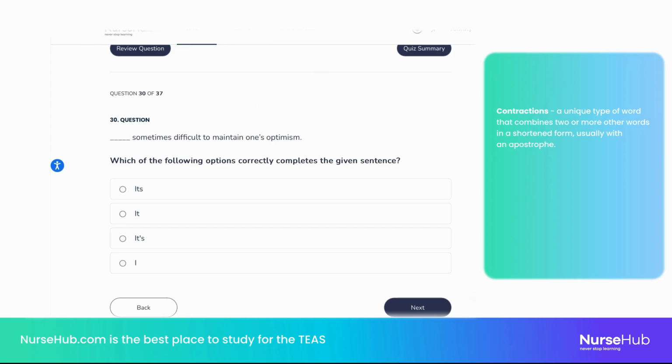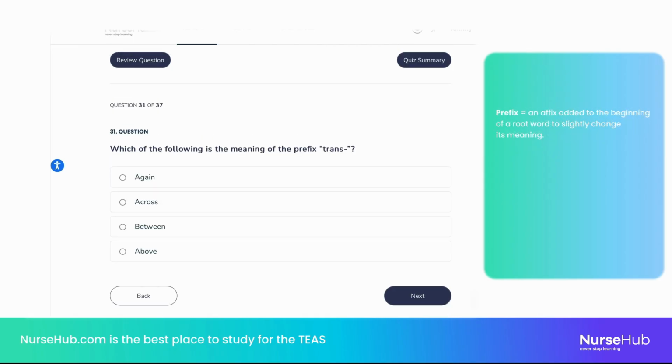So for number 30, we were looking at contractions. 31. Which of the following is the meaning of the prefix? So let's highlight that prefix, trans. Now, remember, again, we have our prefix, which is what we're focusing on. We have our root word, and we have our suffix. So remember, prefix goes at the beginning. That's what we're focusing on here.